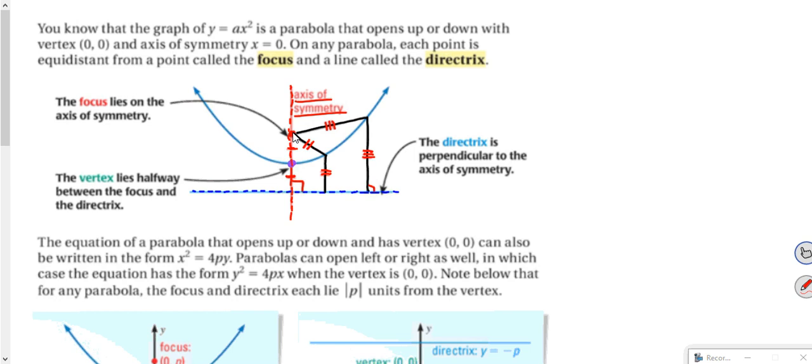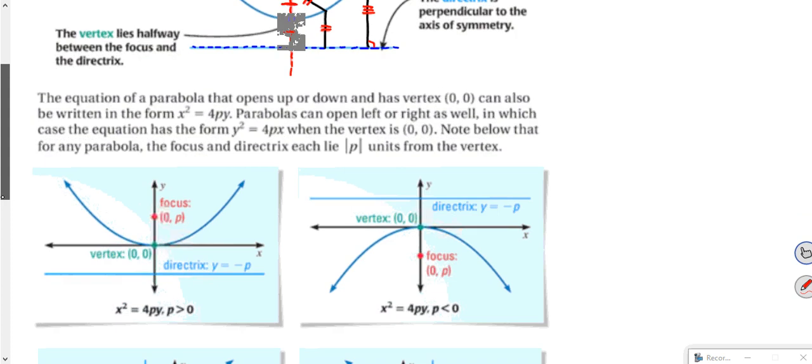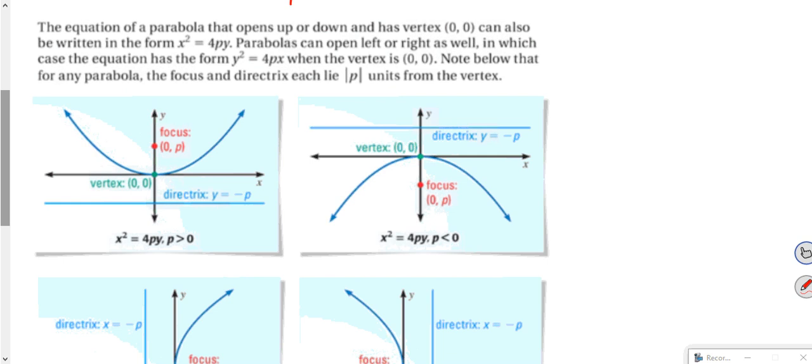Now, if you see here, some better definitions. It says the focus lies on the axis of symmetry. The vertex lies halfway between the focus and the directrix. Again, you can see that because they have it marked congruent. Okay. And then it says the directrix is perpendicular to the axis of symmetry. Now, it says the equation of a parabola. Up until now, all the ones that we've done are parabolas that open up or down. Okay. Now we're also going to talk about the possibility of them opening left or right as well.